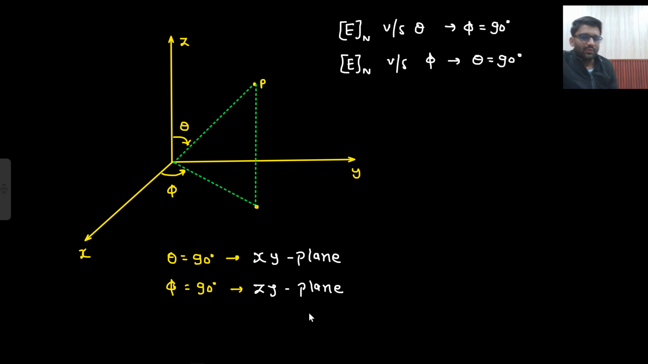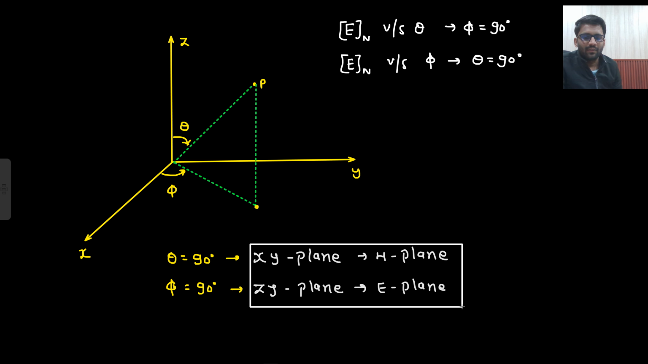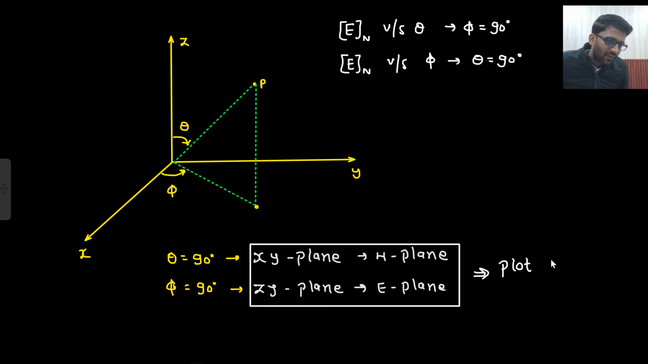Right? So this zy plane is known as the E plane and this is known as the H plane. It should be there in your mind. Does this H plane have anything to do with the magnetic field? No. Here we are going to plot the electric field only, the normalized value of the electric field only. But we will plot it on the E plane and the H plane. So don't think that on the H plane I will plot the H value and on the E plane I will draw the E value. Nah. On both the E plane and the H plane we are going to plot the normalized value of the electric field only, not the magnetic field.